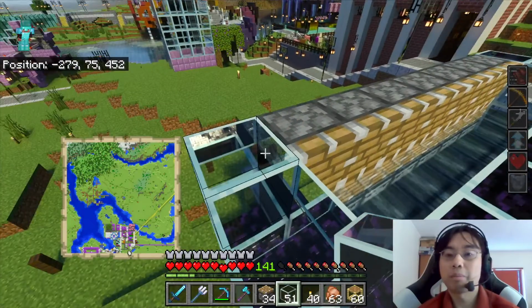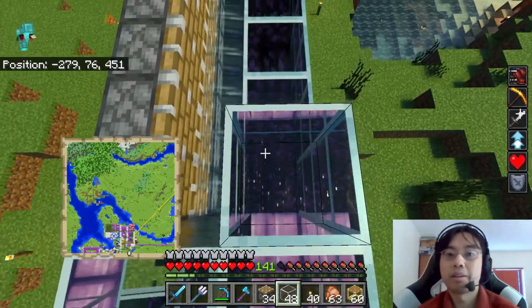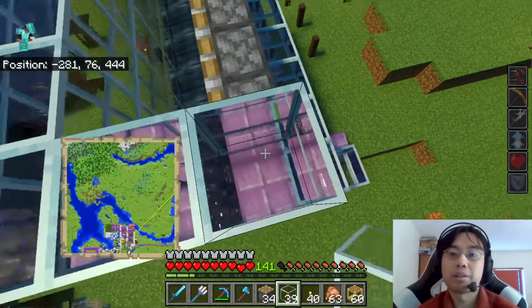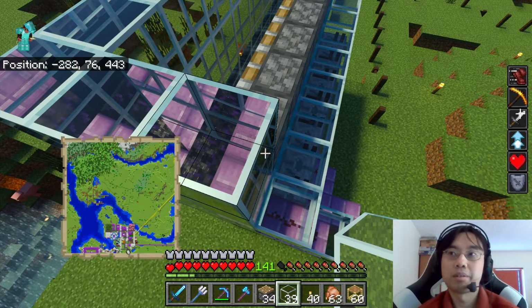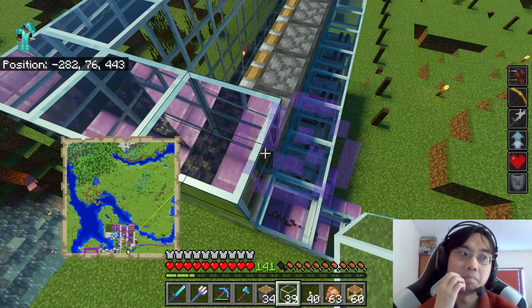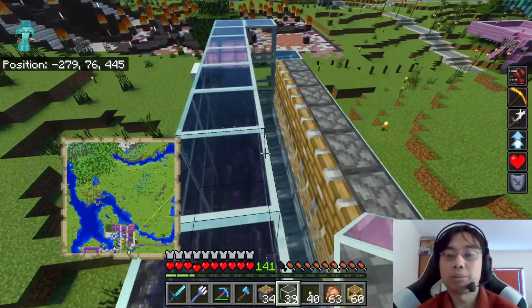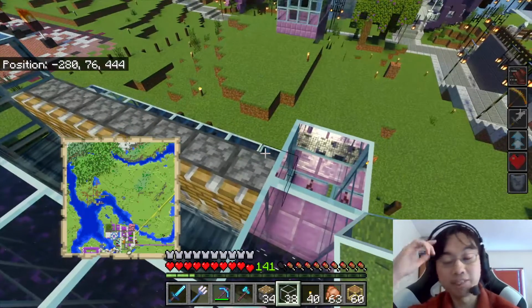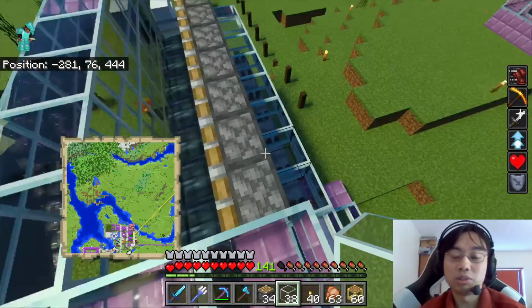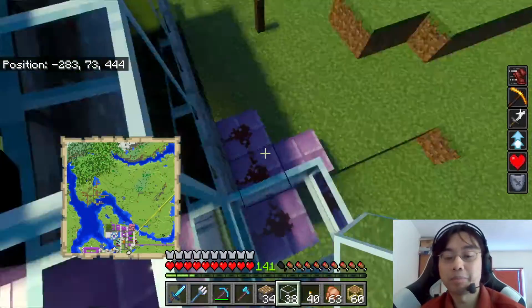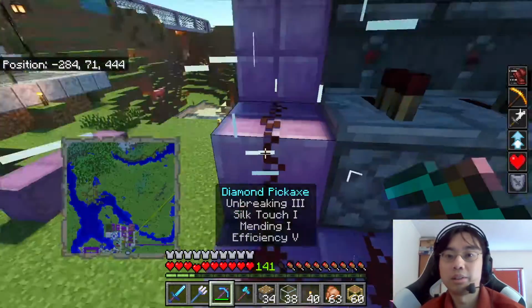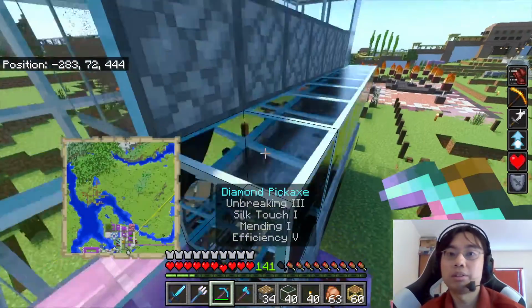Right up to there. For now, I'm not going to put the lava in yet, because I have this in my head. I'm just not sure if this works. Can technically break that.